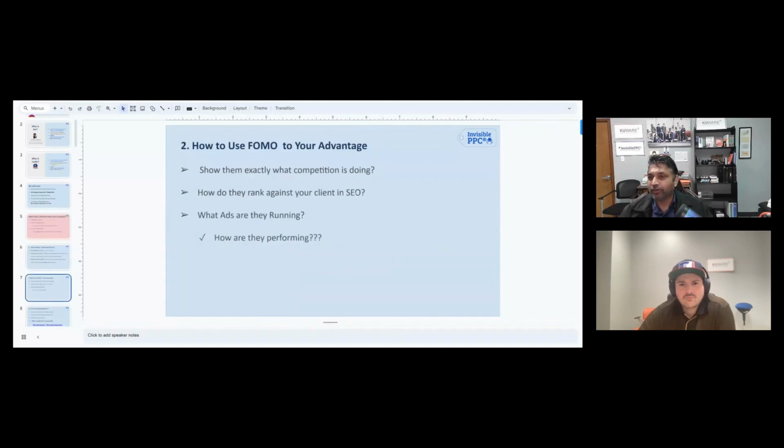Moving on to the next one, the FOMO part. How can you take advantage of FOMO? If you can show them exactly what the competition is doing, and also show them an SEO point of view, where they rank and what ads are running and how those ads are performing, you certainly have a very powerful way to tap into their FOMO, that others are doing it, others are doing better. How can I catch up?